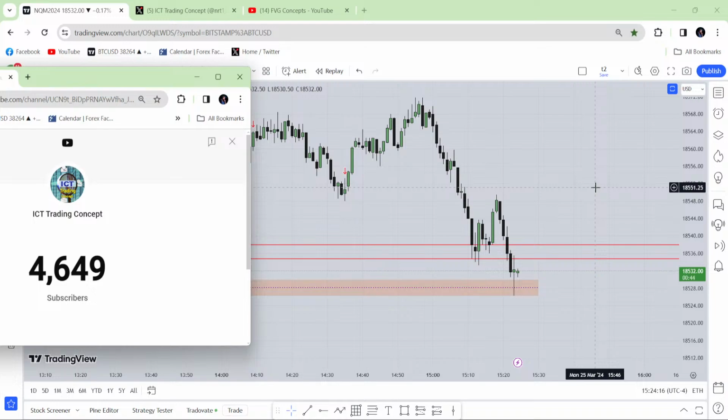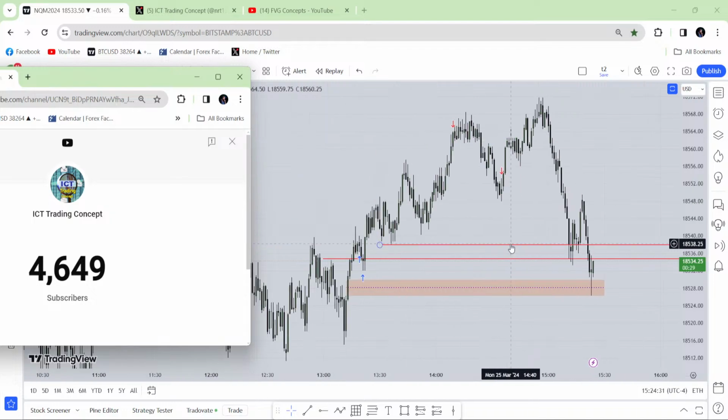Now ICT never talks about last fair value gap, first fair value gap, anything. So I keep talking about them. Where price came, 1 minute last fair value gap. If it can go above, then I will look for, I mean, the buy setup again.